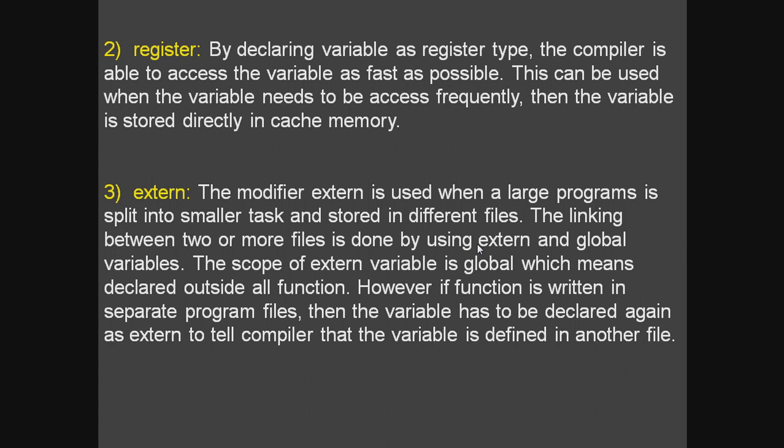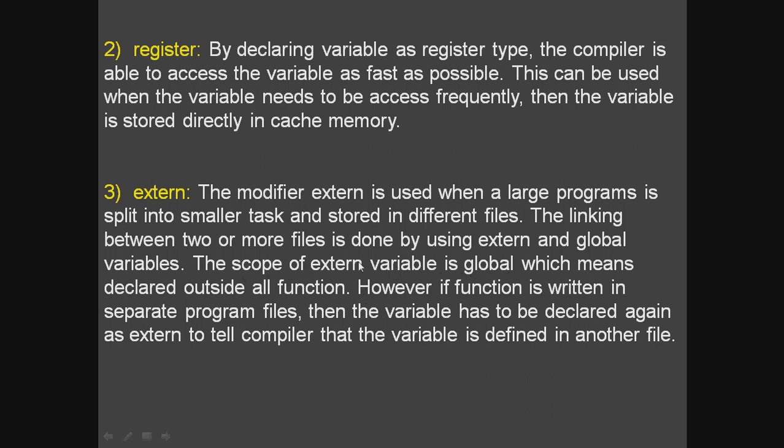So how will you be able to jump from one file to another file, or connect all the 4 different files together? That is by using this extern. The linking between 2 or more files is done by using extern and global variables. Since a global variable is declared outside all functions, right? And a variable is used to store data, right? So by declaring a global variable, it can carry the data from one file to another file. So the scope of an extern variable is global.